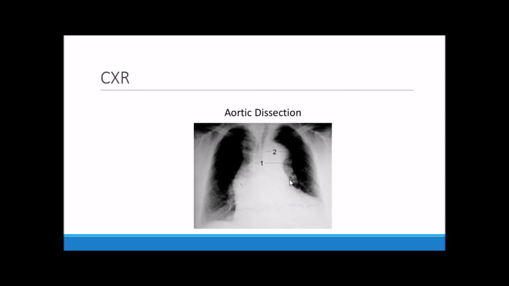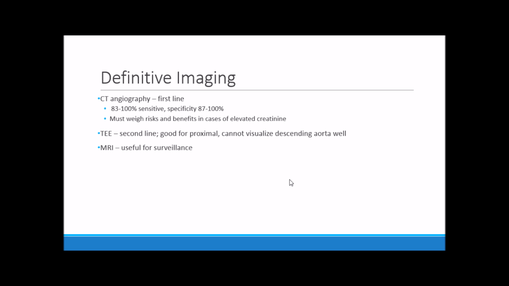This is an example of a chest x-ray where you see both the change in the contour of the aorta in 2, and you see the widened mediastinum in the measurement marked 1. So how do you work this up? They need CT angiography, if possible. Okay? It's pretty darn sensitive and specific.